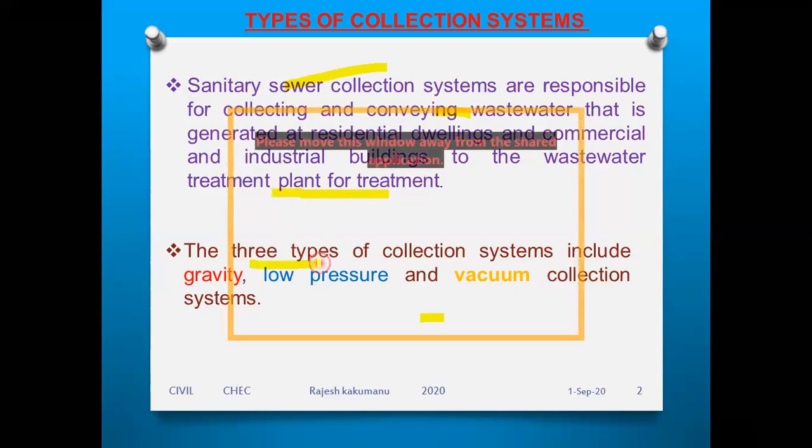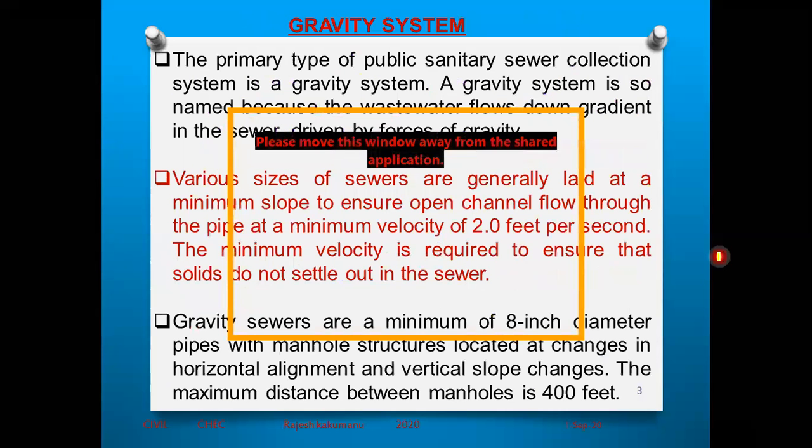What are the three types of collection systems? The first one is the gravity method, the second is the low pressure method, and the third is the vacuum method. We will see these three in detail, right? So the first one, the gravity type of system.